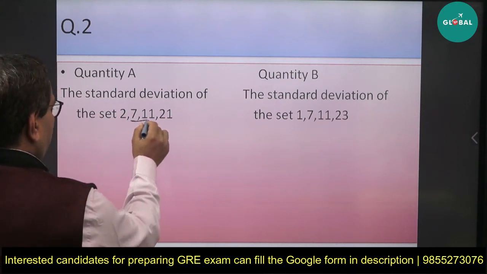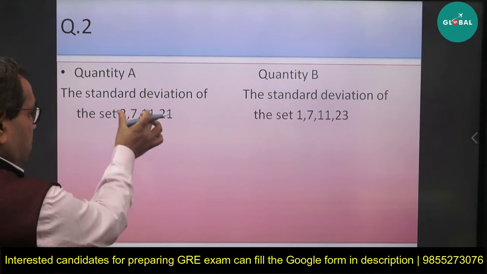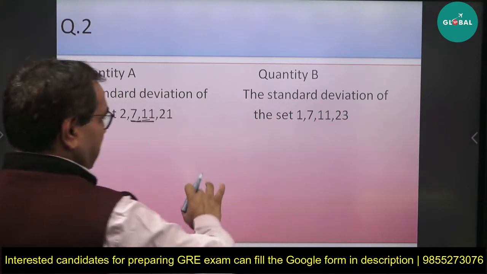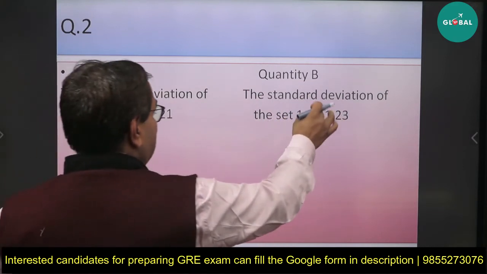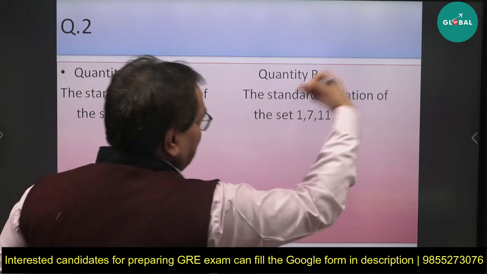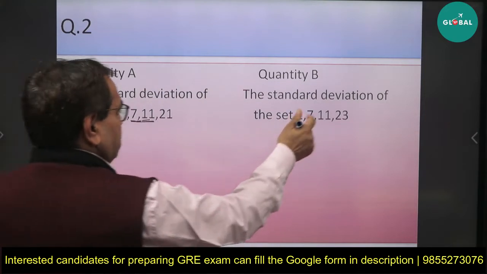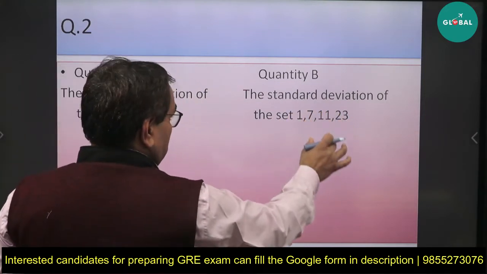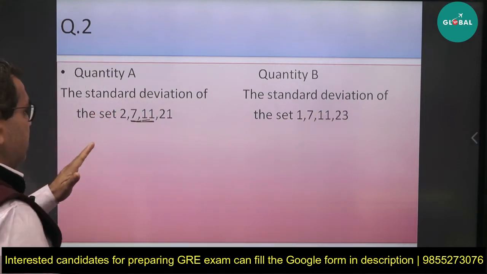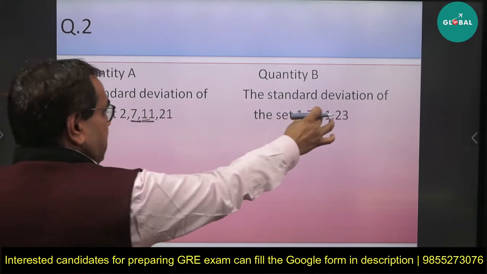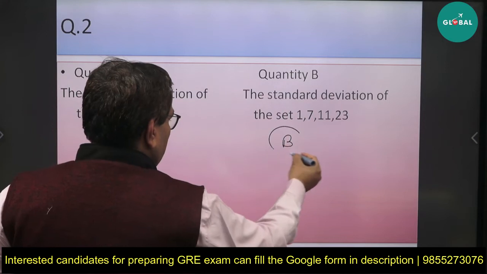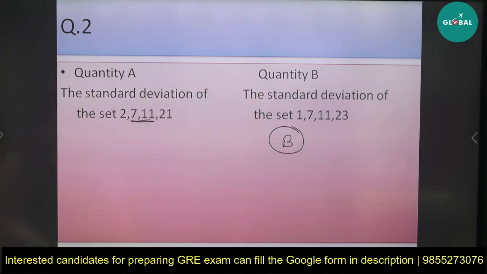Okay, if we draw this data set on a number line, and we also draw the other on the number line, we can see that here we have more spread, because one is more left to 2 and 23 is more right to 21. So this is more spread, more variance, so more standard deviation. This one has less standard deviation because it is more concentrated as compared to the other data set, right? So our answer will be quantity B is greater than quantity A, so option B.